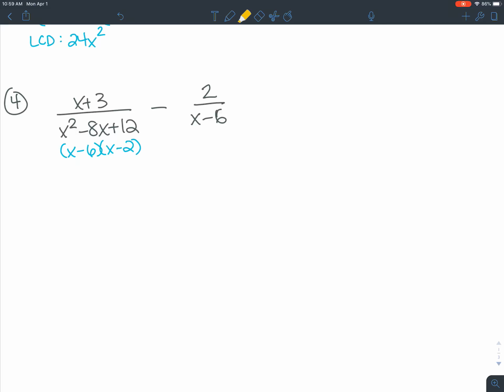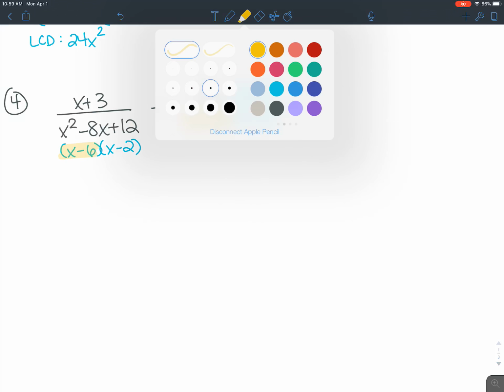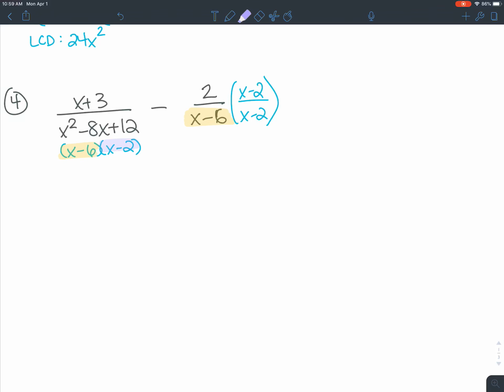So the x minus 6 is already there, but the second one is missing an x minus 2. When it's in factored form, it's kind of easy to be like, well, we already have that in common, so now I need to multiply by what I'm missing so that they both have it in common. So this first one already has both, so it's just going to stay x plus 3. I'm going to put them both over the same denominator, so we have x minus 6 and x minus 2.